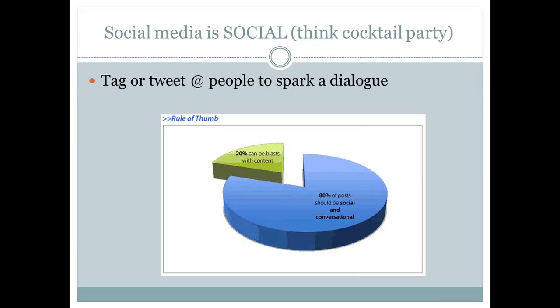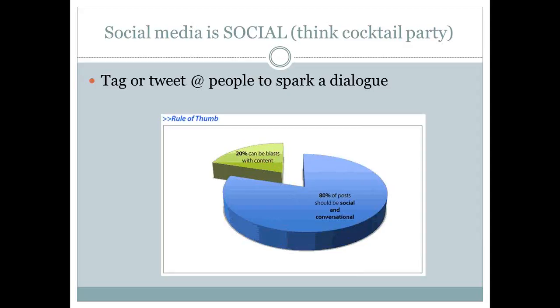So I'm going to talk a bit about Twitter at this point, and I guess this applies to any social media platform, whether it's Twitter or Facebook or Instagram. 20% can be blasts with content. That means you're basically saying, look at us, we're doing this event, this is what we think, this is what we know. But 80% you want to be social and conversational.